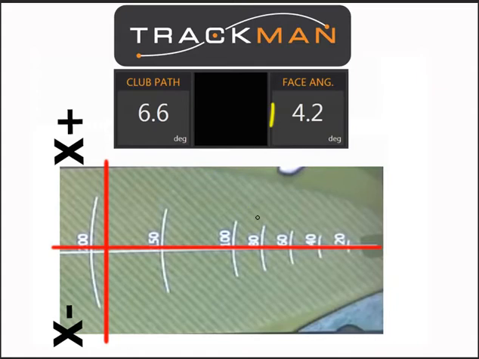And then the other variable is if the path was this way, then this would be negative. And if the face was negative, let's say the path was negative 6 degrees, then the face would be not square to that, because then it would say negative 6 degrees. But it's slightly less closed, if you will, and that's going to cause slice spin or fade.